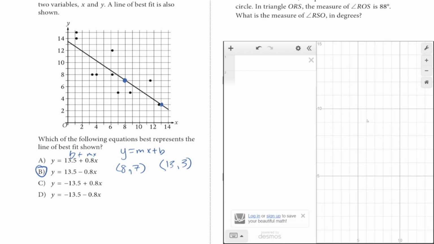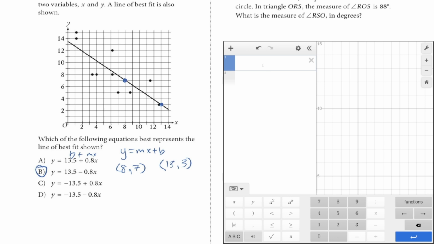So now that's my graph. And what I can do is just graph all the answers. And to be honest, in the Blue Book app, this will even look better than how I'm showing you. I can just graph the answers and see which one looks the most like the line that they gave us. So I'm just trying choice A. And if you look, that's not even in the window. So the answer is definitely not A.